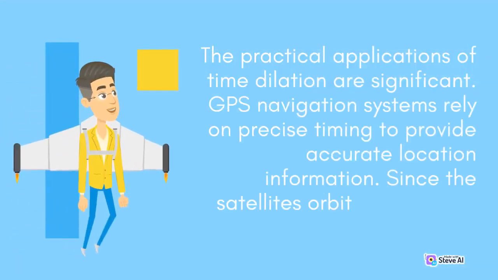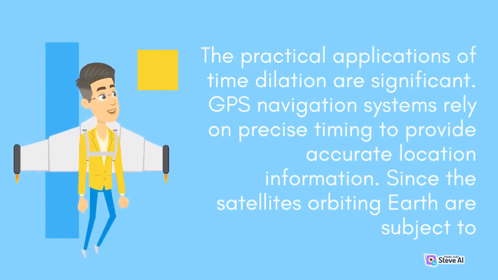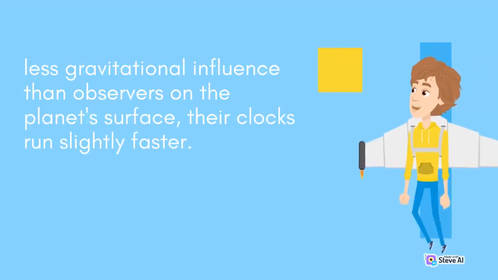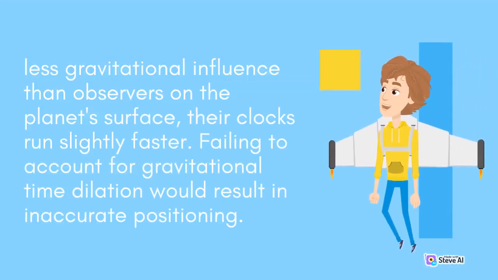The practical applications of time dilation are significant. GPS navigation systems rely on precise timing to provide accurate location information. Since the satellites orbiting Earth are subject to less gravitational influence than observers on the planet's surface, their clocks run slightly faster. Failing to account for gravitational time dilation would result in inaccurate positioning.